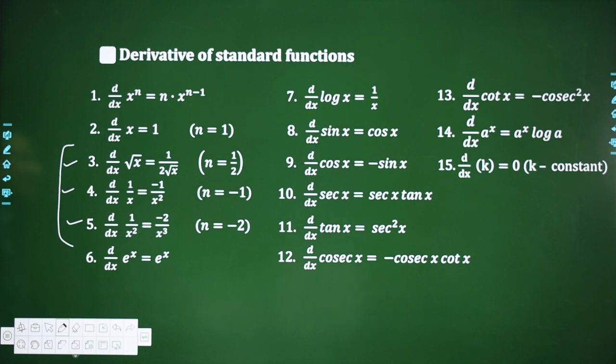Derivative of sine is cos, derivative of cos is minus sine, then derivative of sec x is sec x tan x, and derivative of tan x is sec square x. So, these are all basic formulas, and all these formulas are derived with the help of first principle. So, remember all these formulas, we require them while solving the examples.